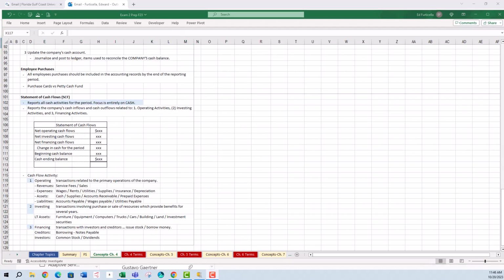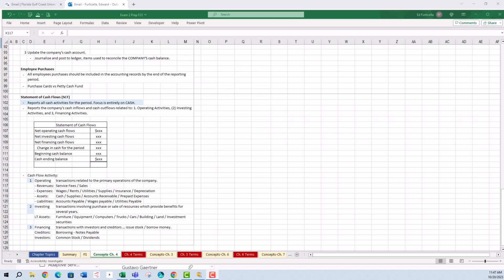The final key objective for Chapter 4 was the Statement of Cash Flows. The Statement of Cash Flows is a financial statement that covers the period of time and reports all cash activities for the period. It tracks cash inflows and outflows from operating activities, investing activities, and financing activities. The only way an amount enters into the statement of cash flows is if it involves cash.